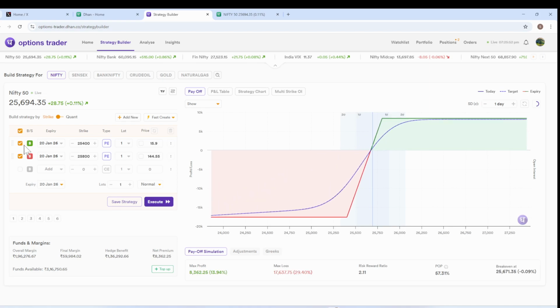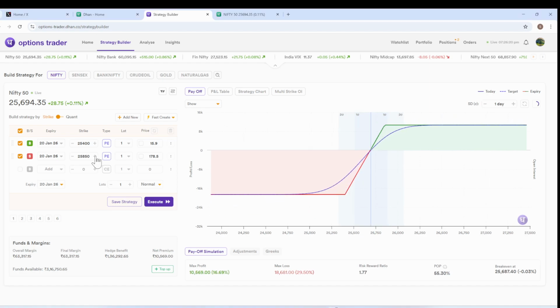I'll select this. Now it gives me net premium 8,362. Overall margin is 1,96,000. That is how much you need for futures trading; it is giving you only that much. If you want, you can go this way, you can go for one more. It will increase this. So maximum loss, yes, it is more than maximum.